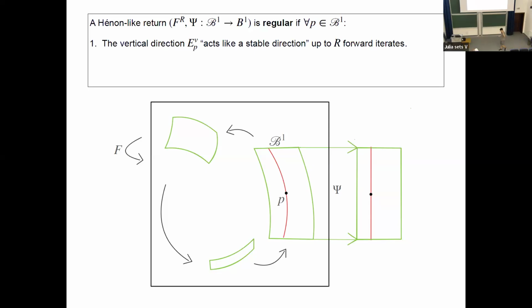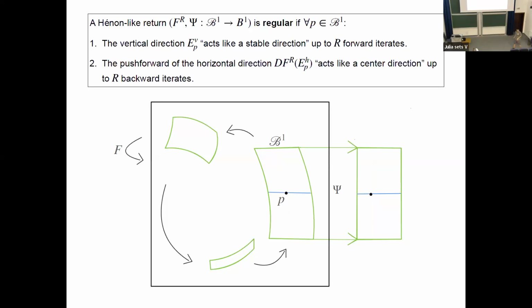So this is the first assumption. The second assumption is a little bit more delicate, maybe a little bit harder to understand, but it's not so bad. So the second assumption is that if you take the horizontal direction and you push it forward to the return time, then the resulting directions, the image of the horizontal direction, should act like a center direction when you iterate backwards up to the return time.